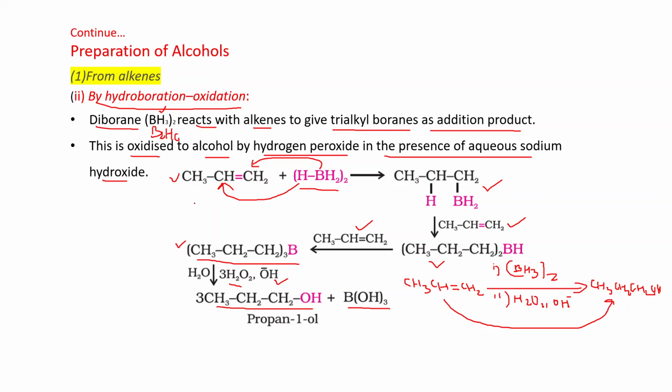Is it clear? That's why now there is one question. If you are asked to convert propene into propan-2-ol, then you have to follow the acid hydration, that is hydration of propene in the presence of acid. Then we will get propan-2-ol. But if you are asked to convert propene into propan-1-ol, then we will follow this reaction, hydroboration oxidation. Okay.